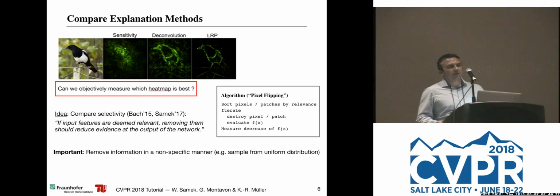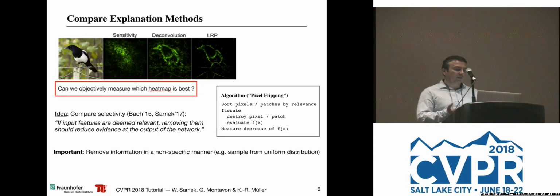So Grégoire introduced the selectivity measure, which we initially thought of when we asked ourselves how to compare different explanation methods. So assume you have these three explanations of the prediction according to sensitivity, the deconvolution, and LRP, and the question is now how to objectively measure, or what is a good measure of telling which one is best. One can look at these maps and subjectively tell that, but we wanted to know, so we proposed one measure for that, and it's based on selectivity.